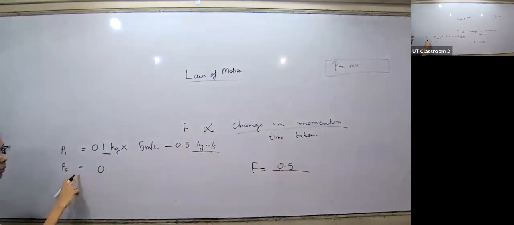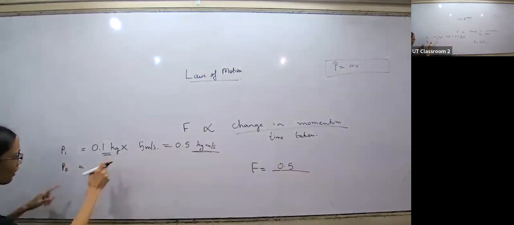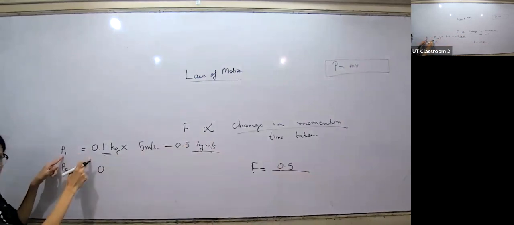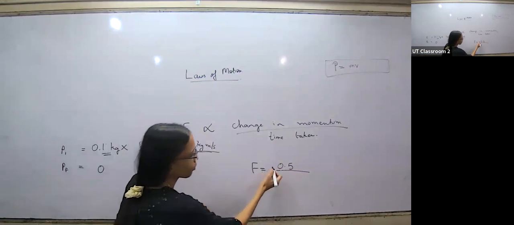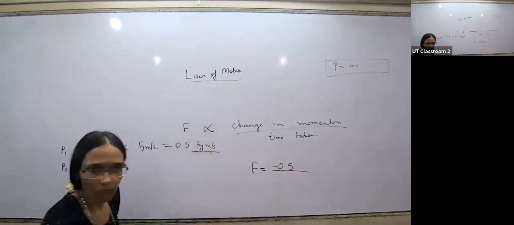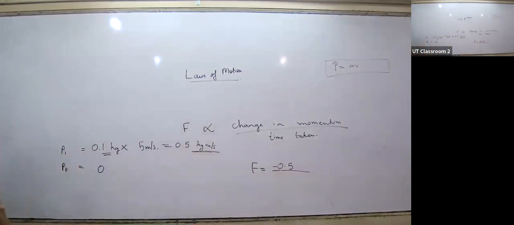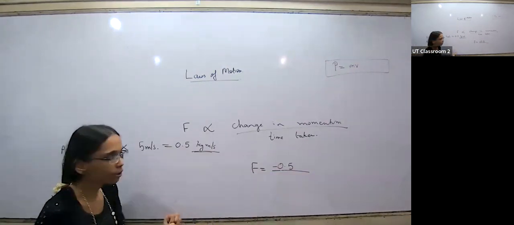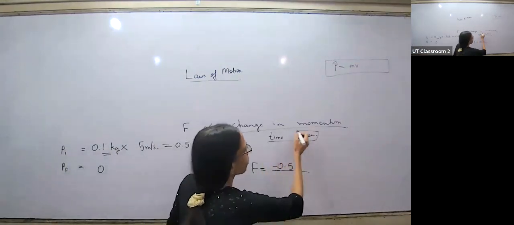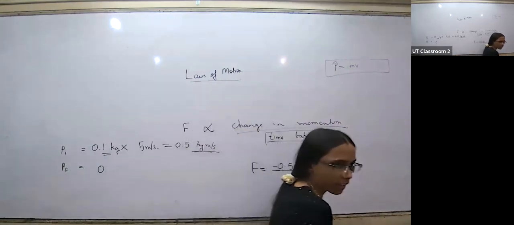Negative. This is final minus initial. Zero minus 0.5, right? Final minus initial. So it will be minus 0.5. But in this particular case, I am planning to stop it here only. I am not planning to take extra time to slow down. I am planning to stop in one go. So in one go, that means a very small amount of time I will have to give, right?